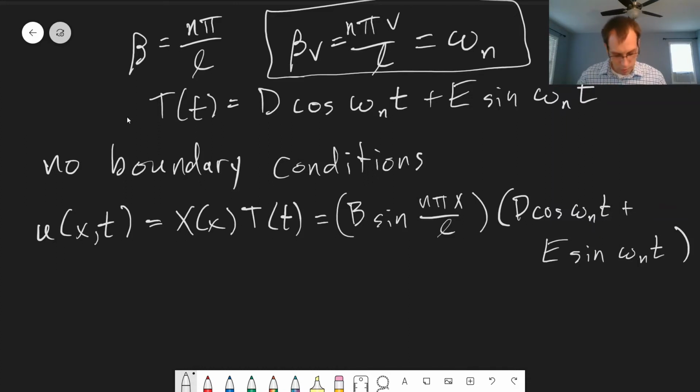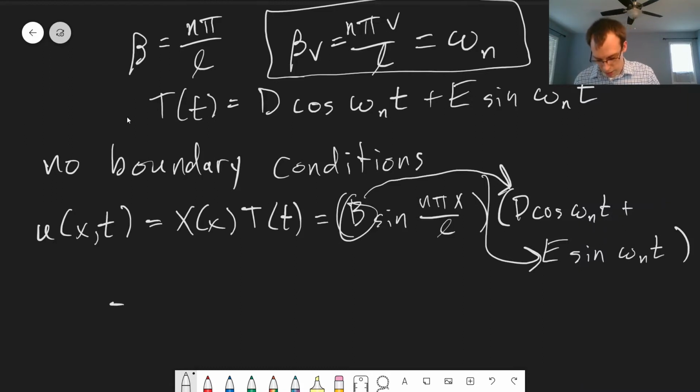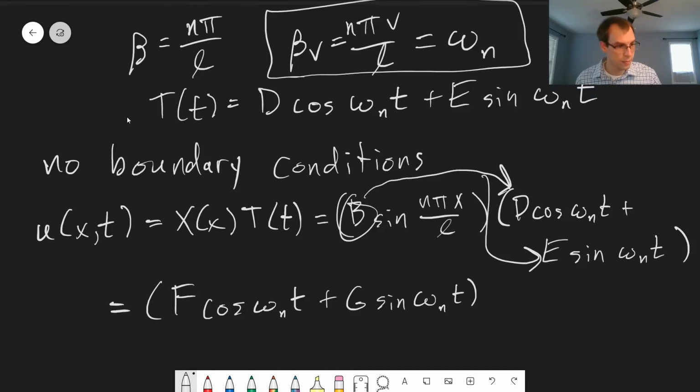Now what we can do is combine this B into these constants over here, so that we don't have a constant term on our x part. And so we can rewrite this as F cosine omega n t plus G sine omega n t times sine n pi x over L. And again, n here, 1, 2, 3, is a set of integers. And so this is a whole set of solutions where we have different values of n.